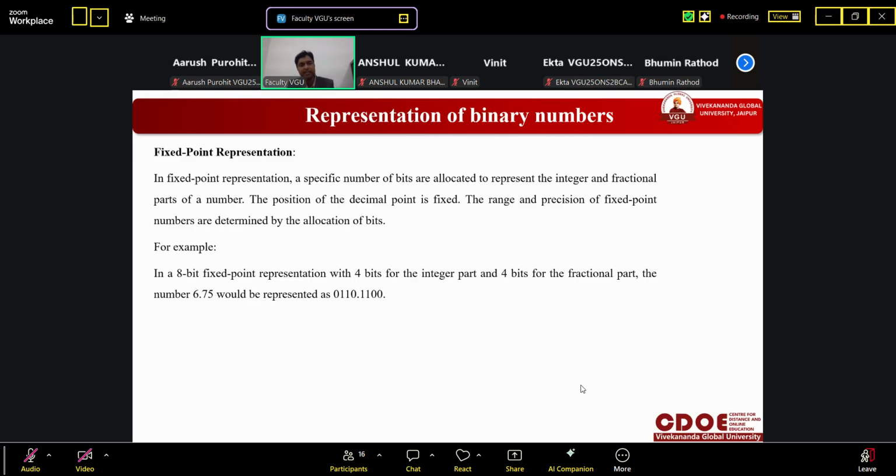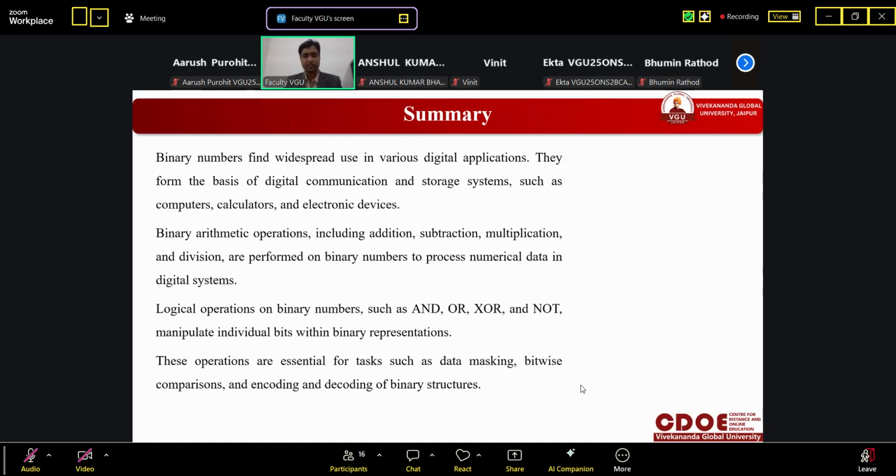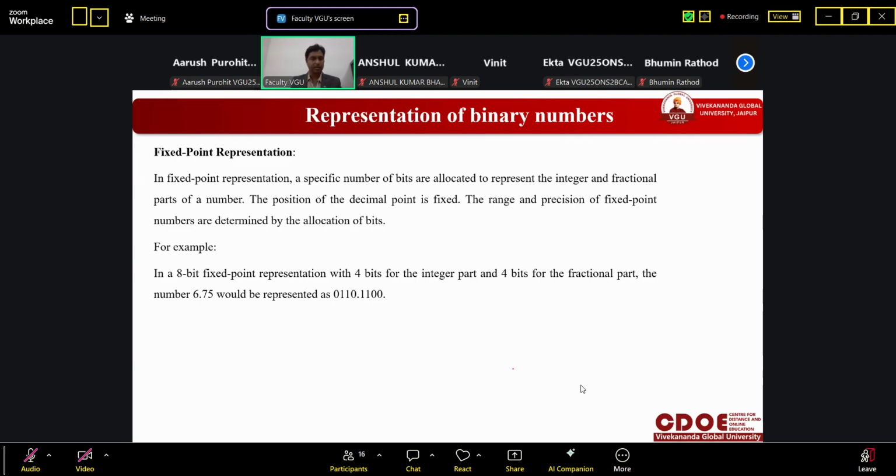Now, in binary representation, what do we do? Here one example is given: 6.75. If you are asked to show this number in binary form, what will we do? This is the integer part, so the integer will be written as it is in 4-bit, using 8 4 2 1. So 6 means 1 1 0, and we write 0110 separately.